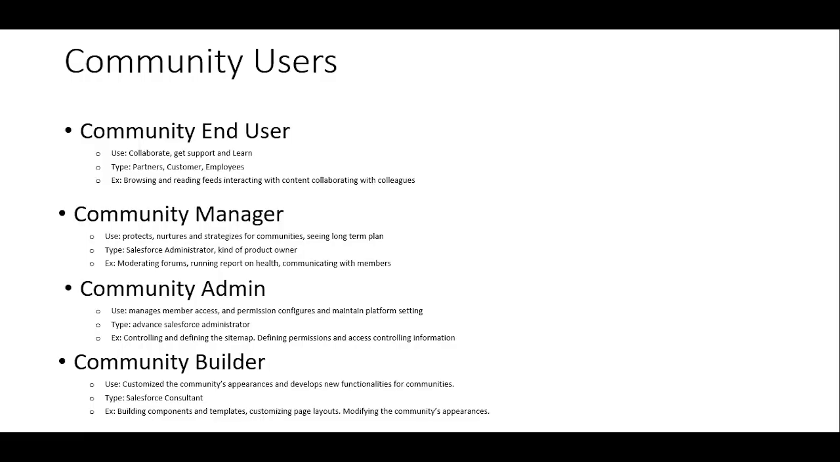In community or digital experience, we have four types of people who use this community. One is the community end user. Community end users are, for example, us. We go to the AT&T website to pay bills, so we are a community end user. Or among partners, there could be distribution channels or retailers. They browse and read feeds, interact with the content, and collaborate with colleagues.